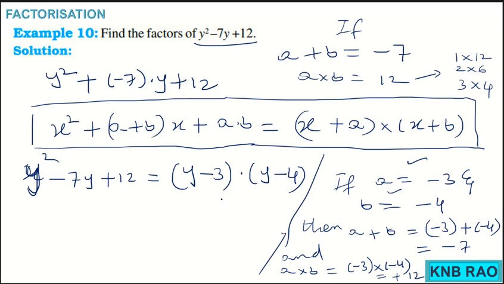Watch here, the product of y minus 3 into y minus 4 definitely gives you back the given algebraic expression. So y minus 3 into y minus 4 is the required factorization.